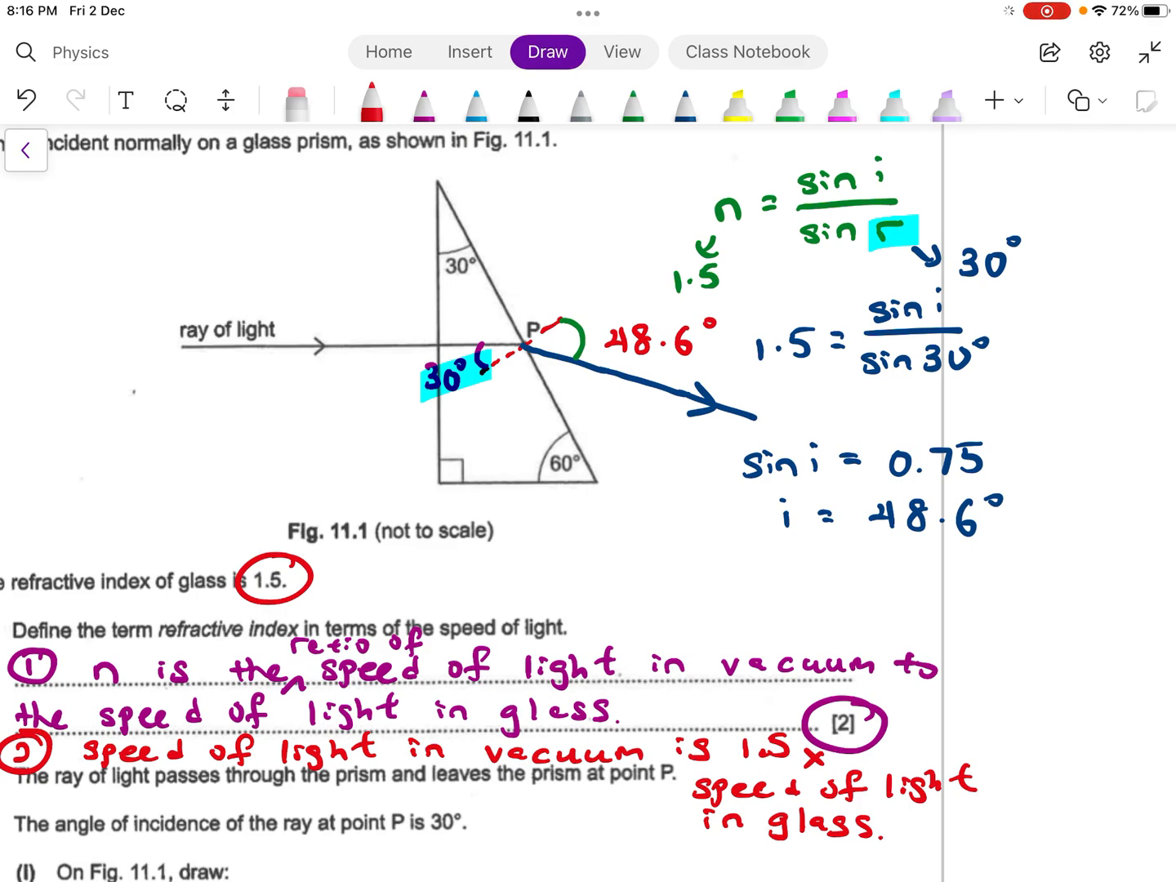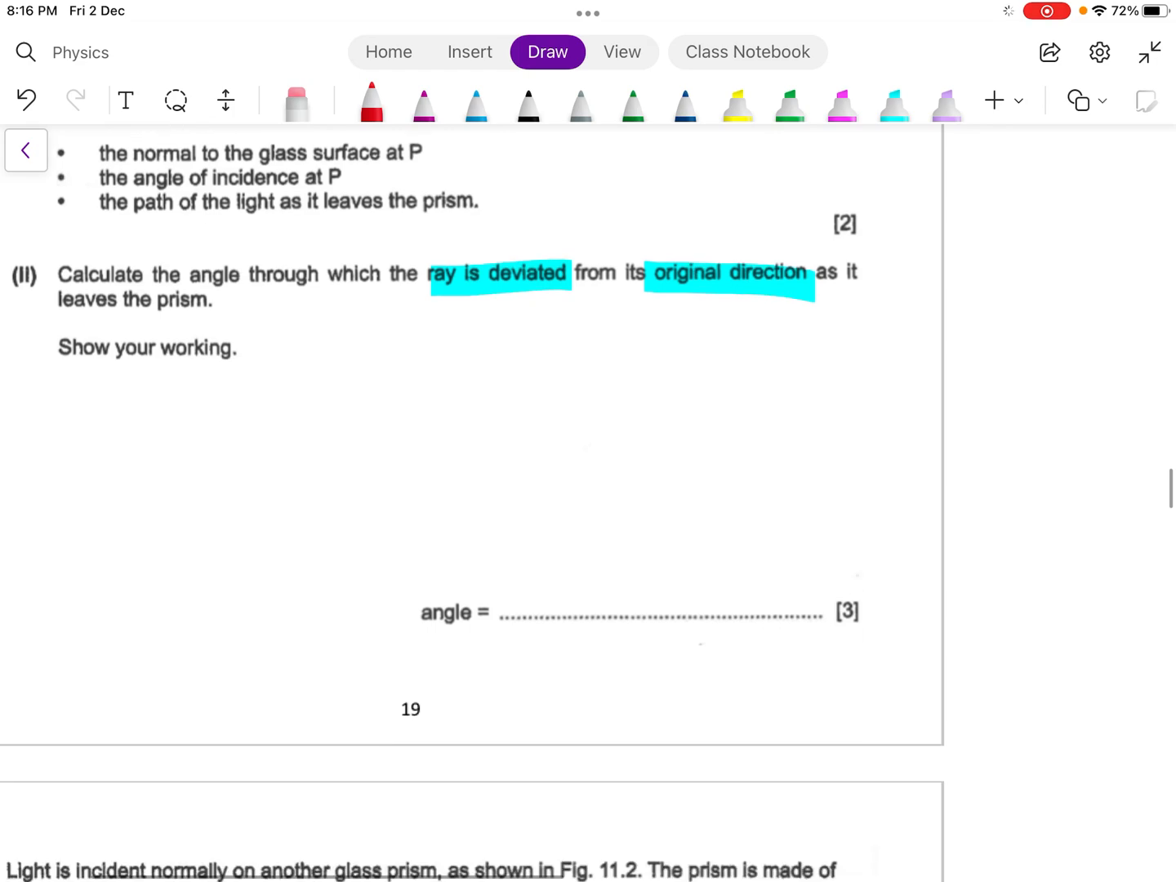So the question is, what is the angle that the light deviated? So what does that mean? For example, okay, I draw here.